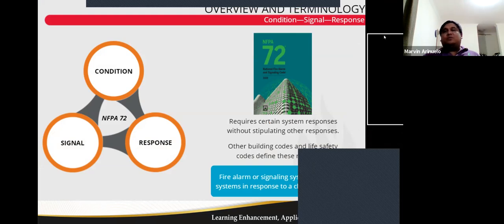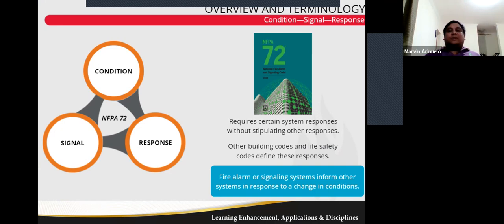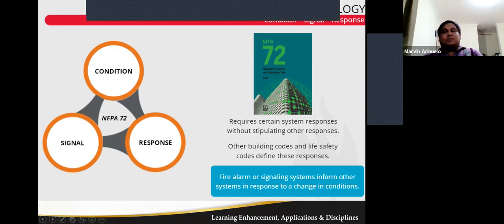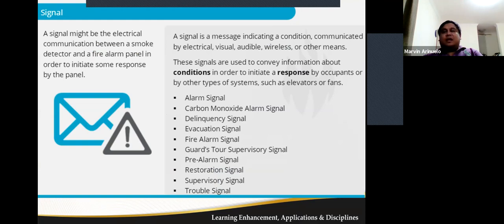Now let us go to condition, signal, response. And these are the requirements of NFPA 72: condition, signal, and response. Okay, let us discuss the signal. The signal might be electrical communication between the smoke detector and the fire alarm panel in order to initiate some response. The signal is obviously a message indicating a condition. Maybe it's a fault, or just a false alarm, whatever. It is communicated by electrical, visual, audible, wireless, or other means.